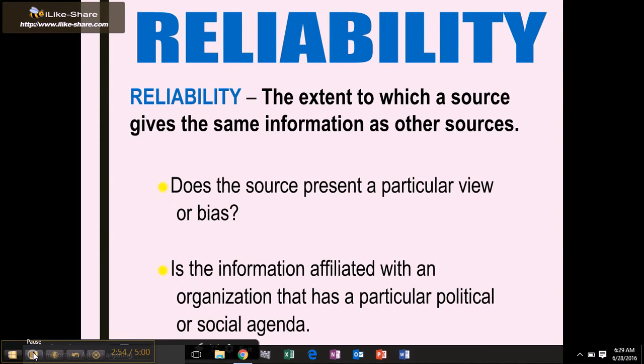The next thing to consider in terms of selecting appropriate resources is reliability. Does it give the same information as some other sources? So say you found a source that you think might be okay, but then you do an extra search and you realize it contradicts every other reliable source out there. Perhaps it's biased. And is it affiliated with a certain organization that is trying to push your ideas or a particular social agenda? You do not want to use those for research.